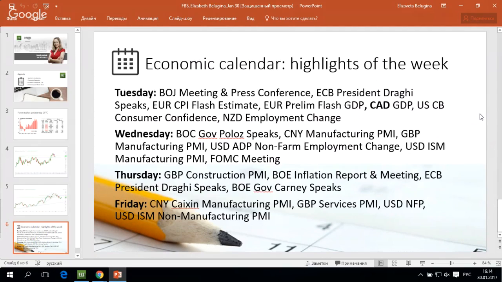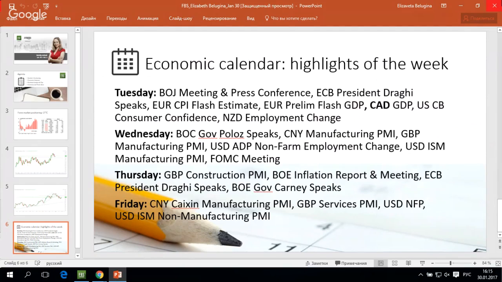Here I also have important economic events, not only for the United States of America, but also for other key regions and countries. Let's have a quick run through these events. On Tuesday, tomorrow, there will be a meeting of the Bank of Japan and a press conference of this regulator. And as we are speaking about the Bank of Japan, we should note that no changes in monetary policy are expected as well. Actually, it seems that currently there is no need for additional monetary policy easing. And this may give the Japanese yen some sort of strength.